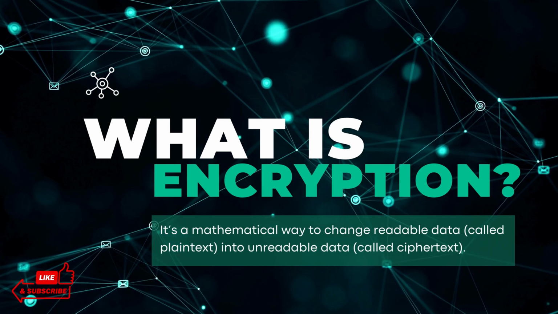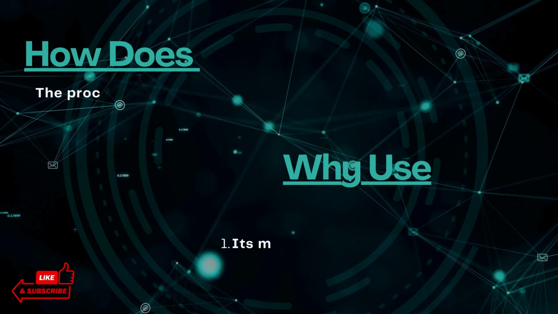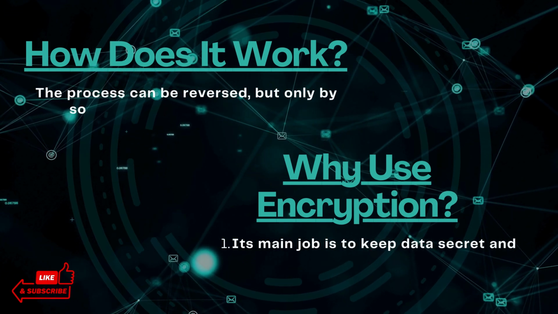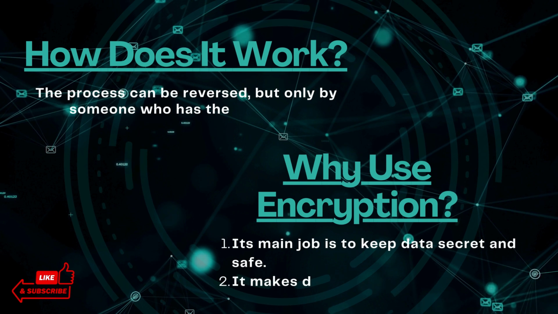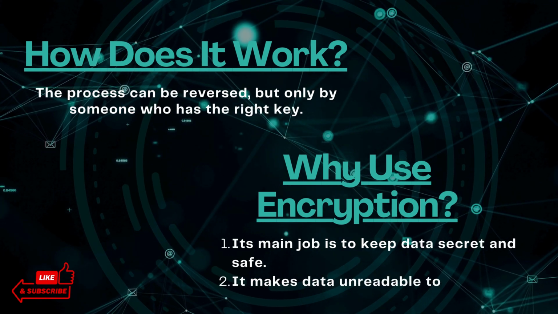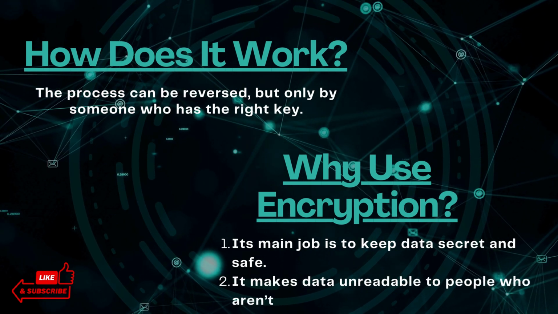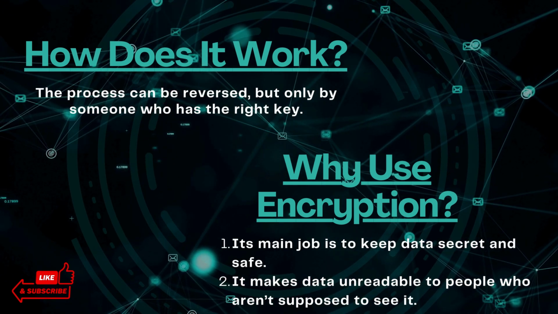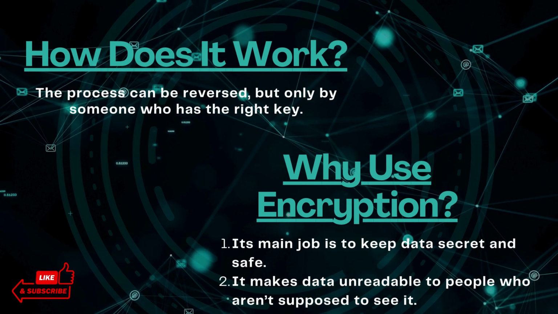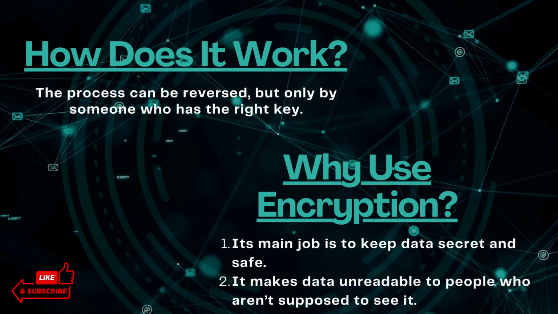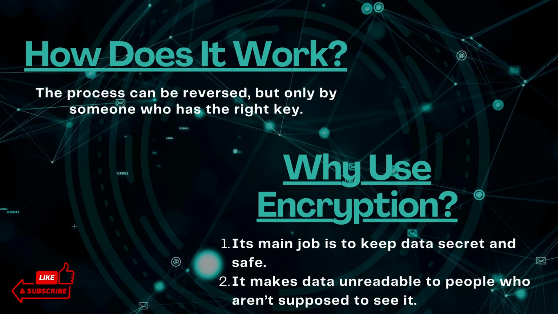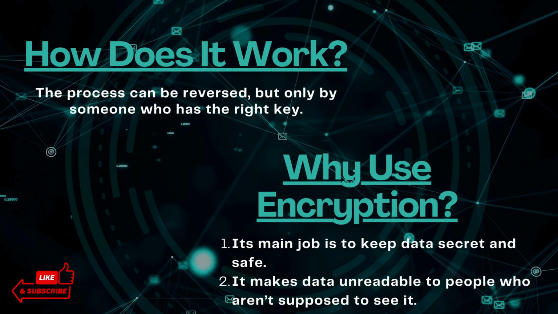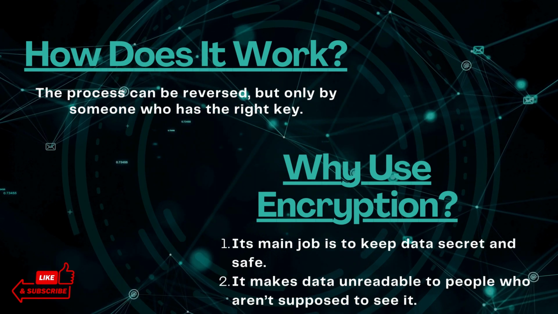Moving next, let us understand, so how does encryption actually work? Once data is encrypted, the only way to turn it back into something readable is by using the right key. No key? No access. Period. Now, why do we even use it? Because encryption's main job is simple: keep your data secret and safe. It makes sure that even if someone gets their hands on your data, they can't read a single word of it. No key, no secrets. That's the power of encryption.